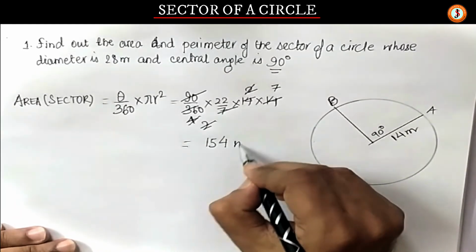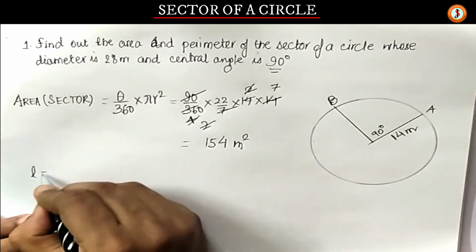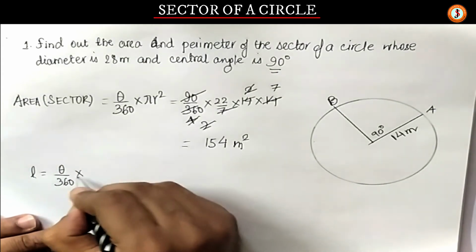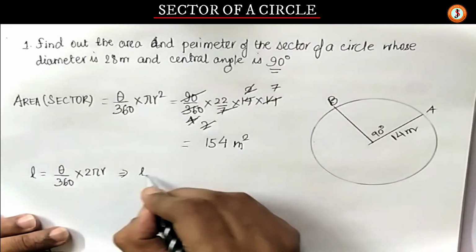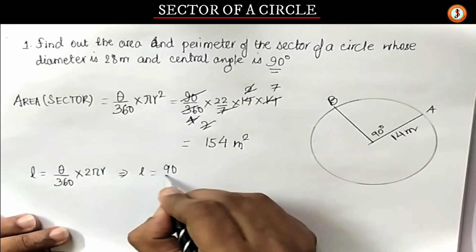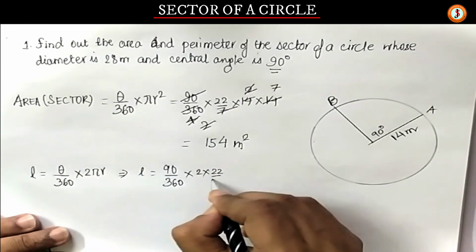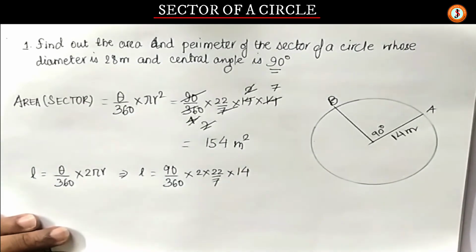154 meter square. Okay, so we got this. Now what happens is we go to the first, we got the length of the arc. So length of the arc is theta by 360 into 2 pi r. So L will be equal to 90 by 360 into 2 into 22 by 7 into r, and r is how much? 14, isn't it?